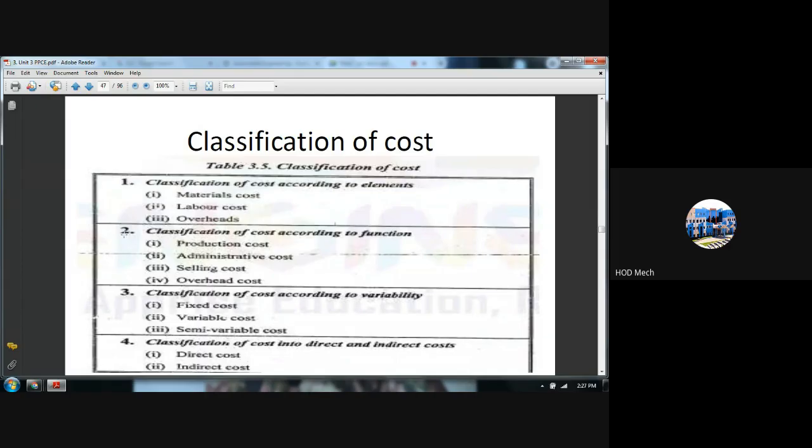Now, classification of cost according to function. When you divide based on function, you have production cost. Production costs are the costs incurred on the shop floor, in the manufacturing unit, where the raw material is converted into the final product.